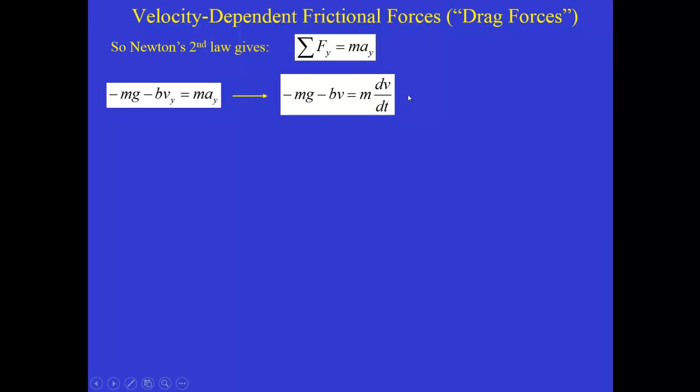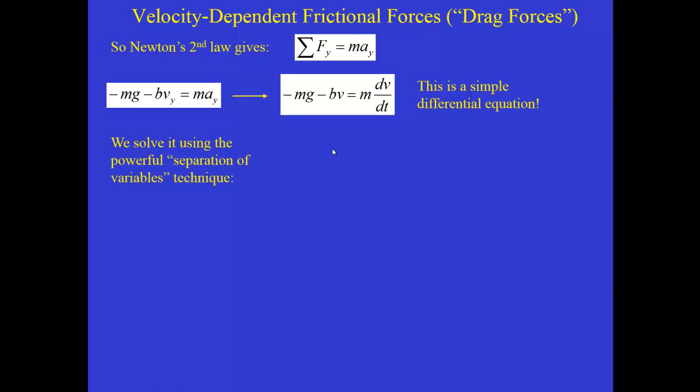And since I know all of the motion is in the y direction, at this point I'll drop the subscripts just to make the equations a little bit simpler. So all I have is negative mg minus bv is mass times acceleration, or m dv/dt. And this, maybe for the first time, you'll be seeing an example of a simple differential equation. It's a differential equation because it relates the derivative of a quantity, the velocity, to the velocity itself. So how do we proceed from here?